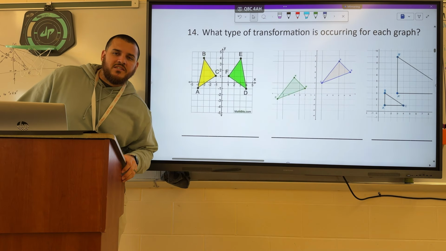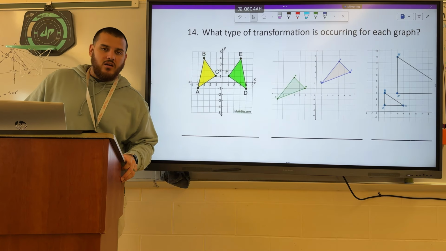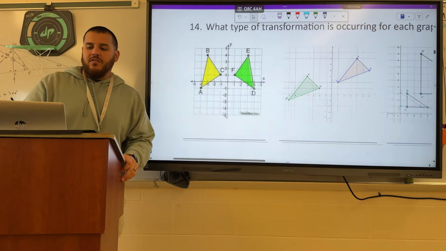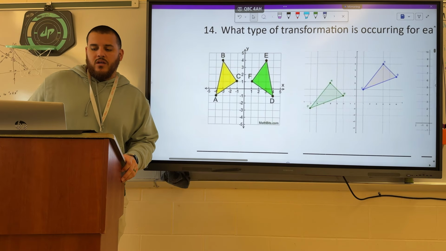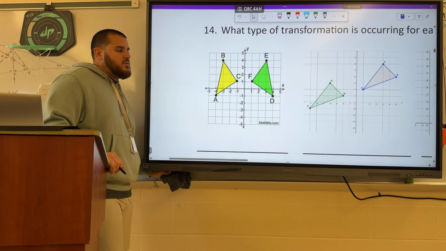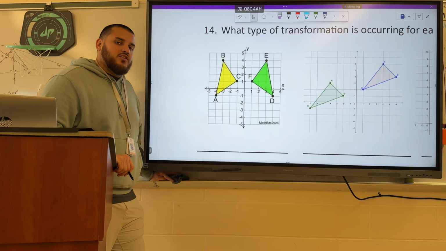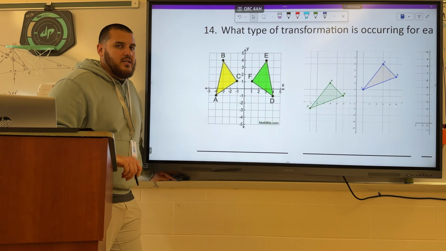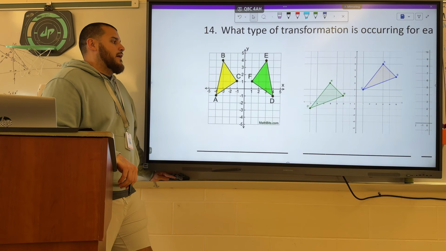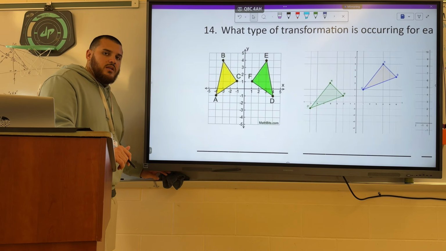In example 14, we are identifying the types of transformations that have occurred on a graph. In our first example here, we have two triangles that look like they have symmetry. Anytime we have symmetry, our first guess should be reflection. And when we're guessing reflection, we really just need to identify if there is a line of reflection on a graph. Right? For example, lines of reflections always connect the midpoints between an image and a pre-image.